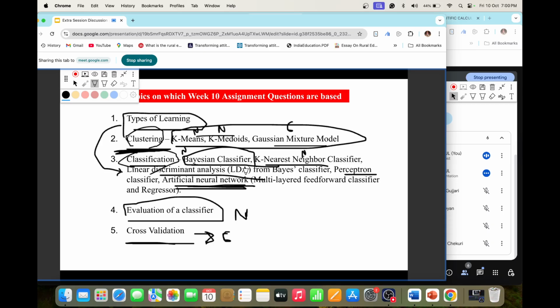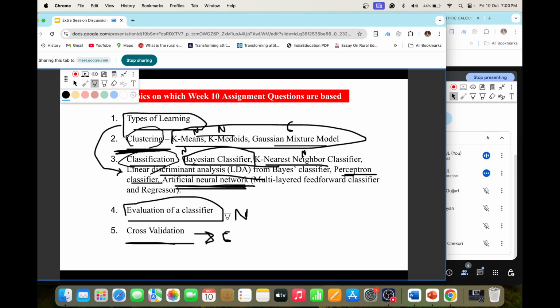And then LDA here is not very important, but in week 11 it is important related to dimensionality reduction. So there it is more important. Then perceptron classifier is important related to numericals. And artificial neural network, simple questions, not complex ones like back propagation, because it will take more time, so they won't ask that. But definitely, given two inputs and two weights, just calculate the output. This type of simple question you can expect from artificial neural network.